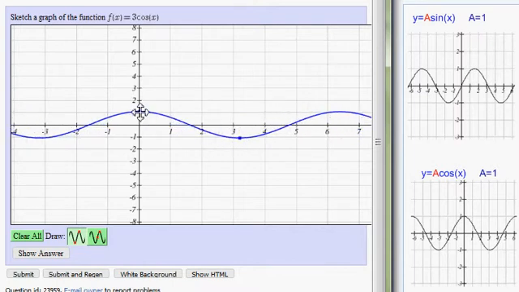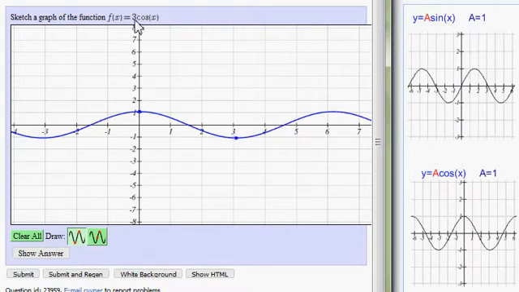So it starts here up at 1, goes down to -1, back up to 1 again. Right now it looks like the period is about 6.5. It takes 6.5 units to go down and back up. That's a little bit too much because 2 pi isn't quite 6.5. So I'm going to grab this point and move to the left a little bit. So this would be the graph of cosine x.